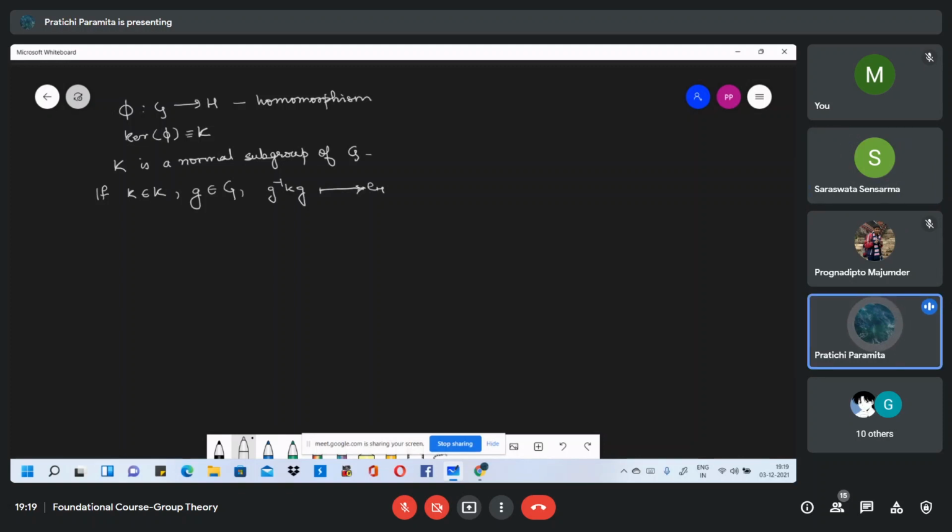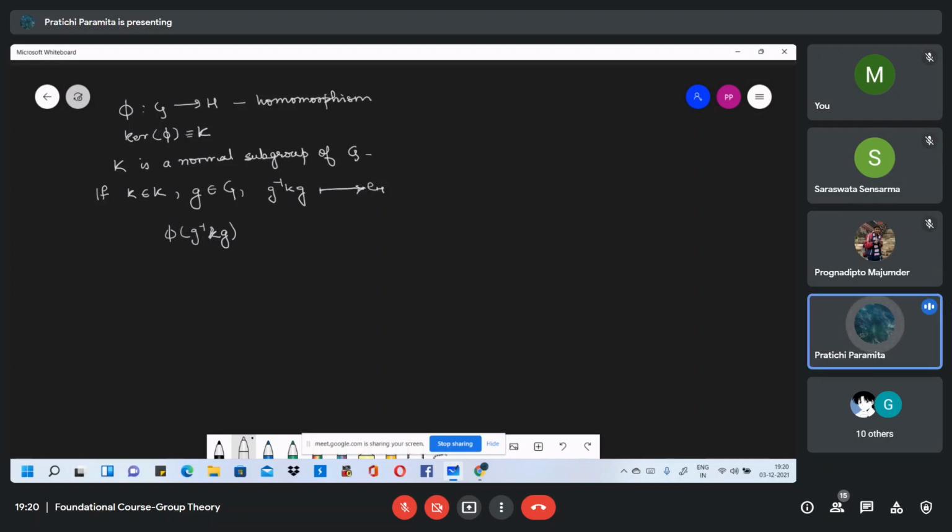Yes, you are right. Maybe you can mention it in terms of phi. Then phi of g inverse k g will be equal to phi of g inverse phi of k phi of g. But phi of k is 1, so it's phi of g inverse into phi of g, which is again 1. I mean, E. Yes, you're right. Thank you.